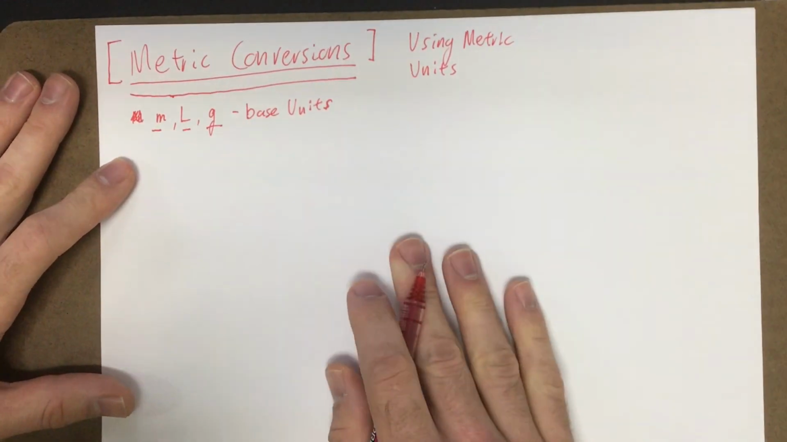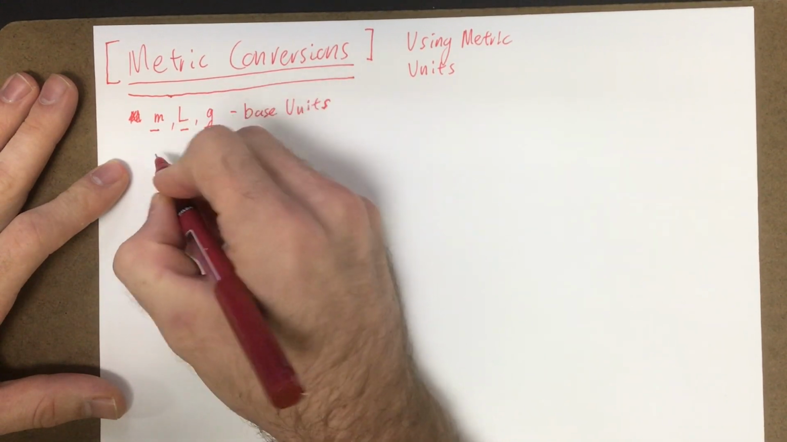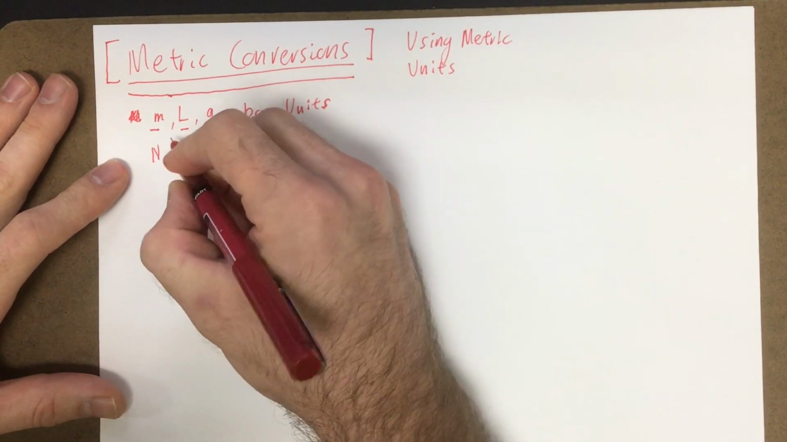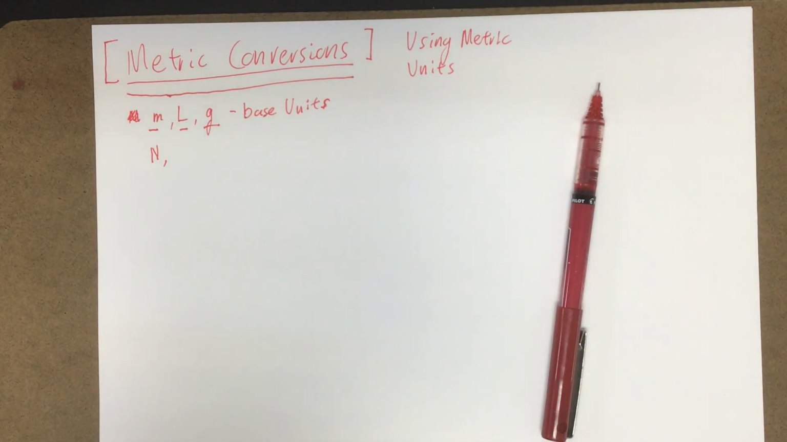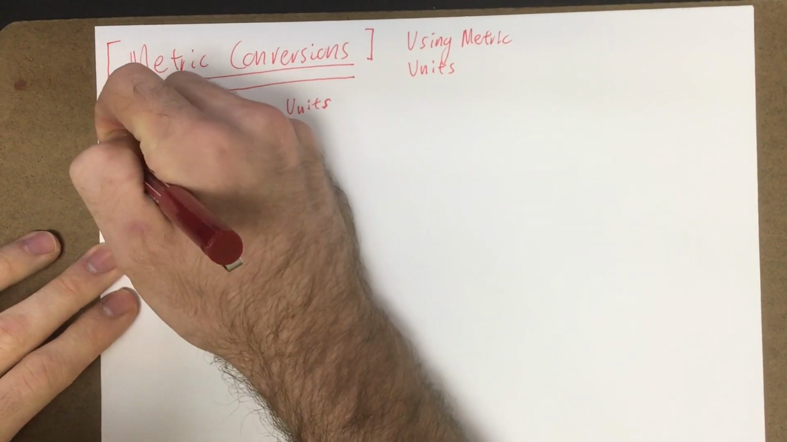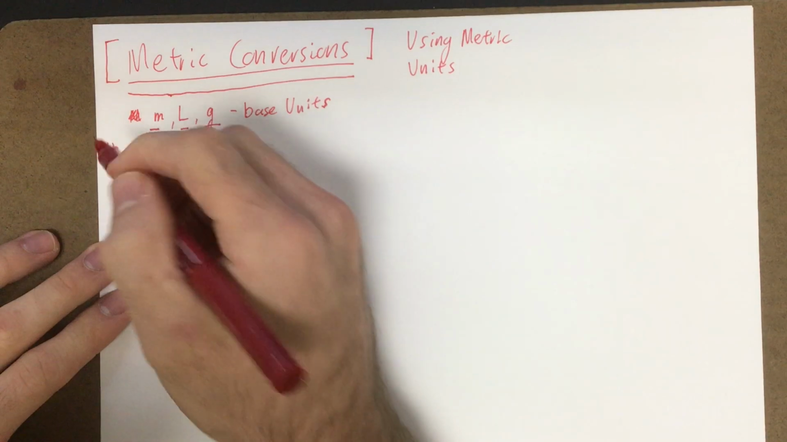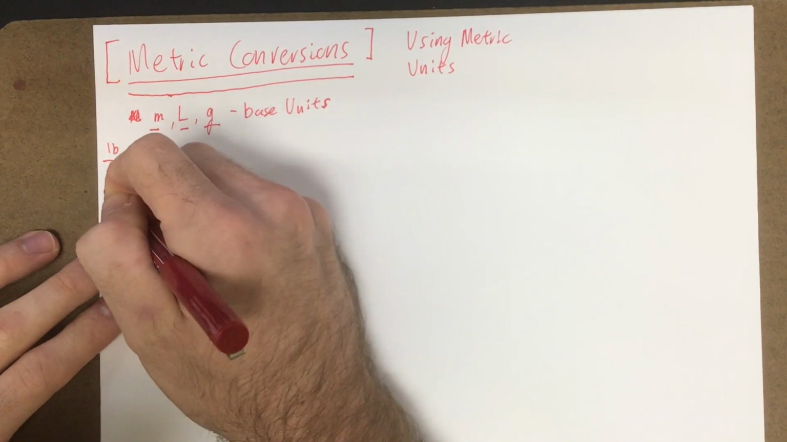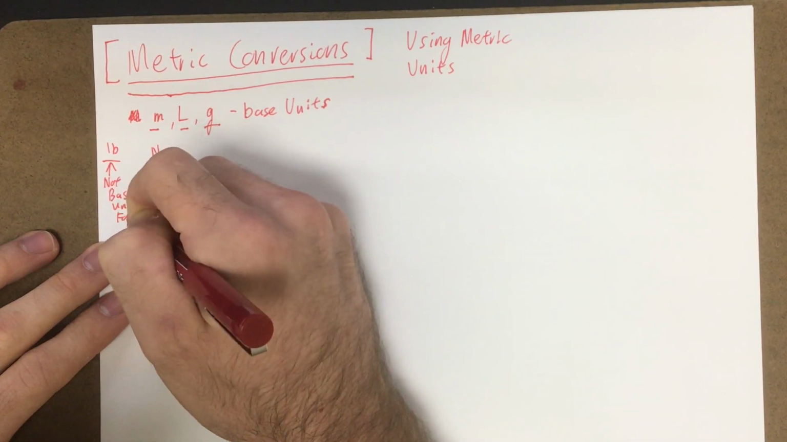Okay, so in the metric system, we have meters, liters, and grams, but we also have what's called a Newton, and that is a way to measure force. So we've all heard of pounds, correct? So pounds is this lb, but that doesn't mean anything in metrics. That is not a base unit for metrics.